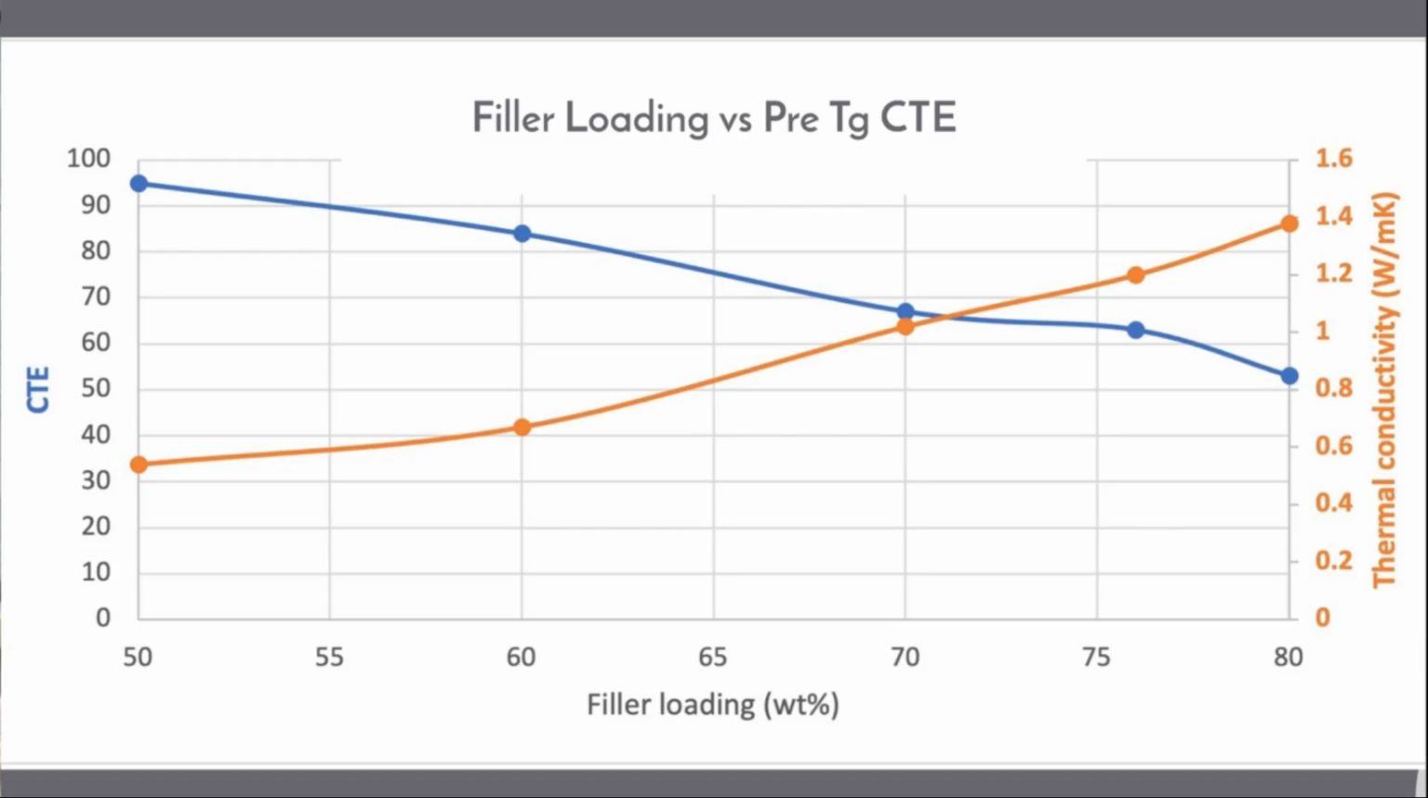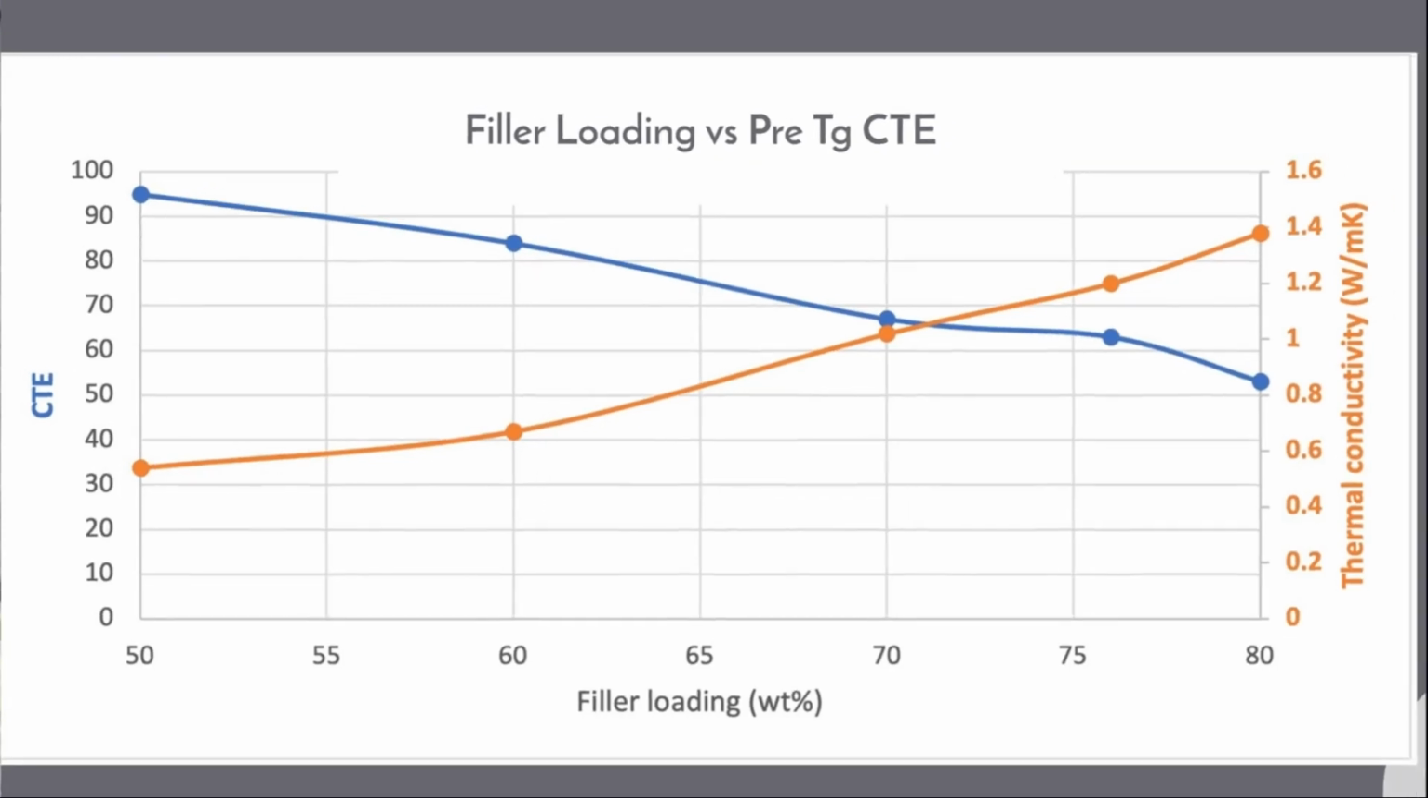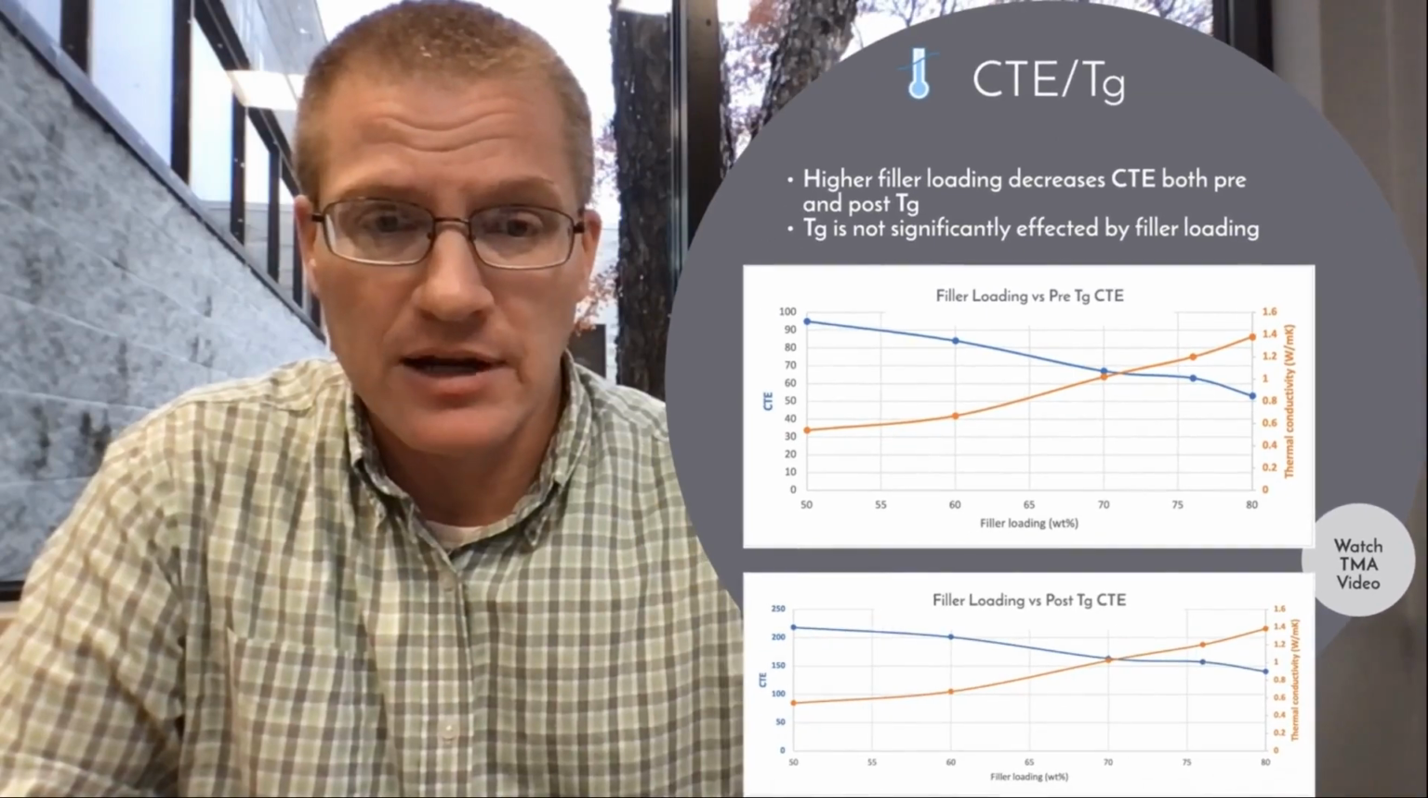As we increase filler loading going to the right, you can see our thermal conductivity increases, but also our CTE is decreasing because we have more and more filler in there that's having its influence on the expansion rate, because the CTE of the filler is much lower than the polymer. So as you have more and more of the filler in there, your CTE is going to go down, all right? All right.